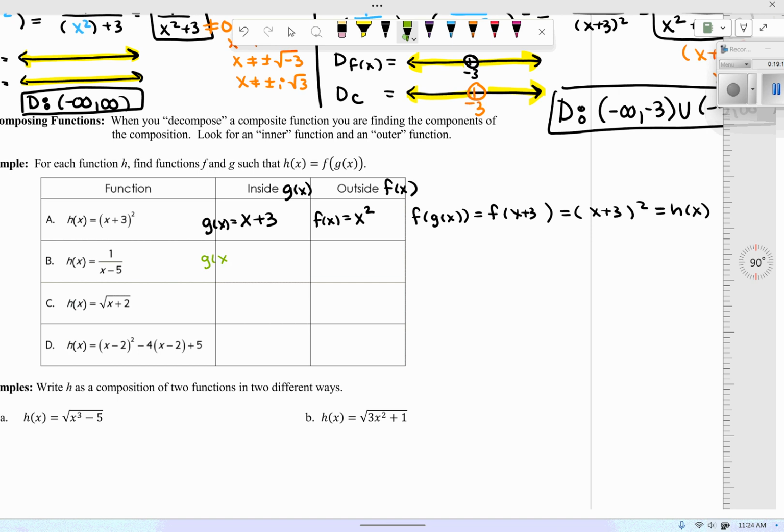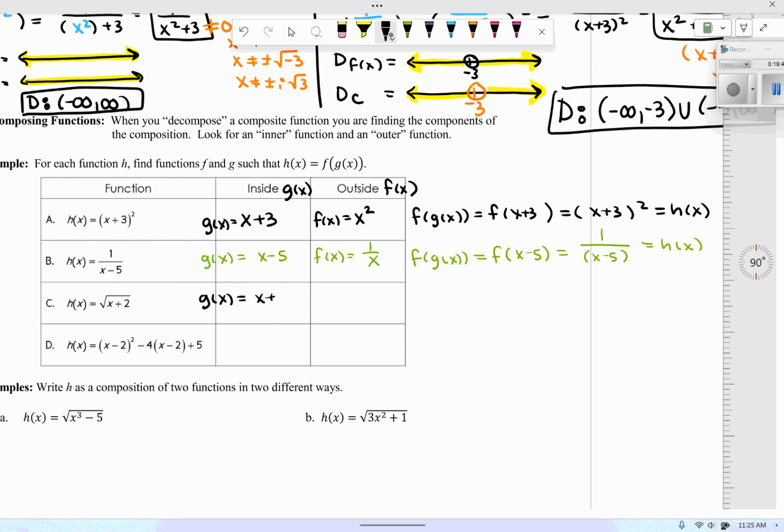So if we use g of x as x minus 5, then f of x would have to be 1 over x. And again, if you wanted to check your work, f of g of x would be f of x minus 5, so 1 over x minus 5, because you're plugging in g of x for x into the f function, which equals h of x. So see if you can do the next two on your own, and then when you're done, unpause to check your work.